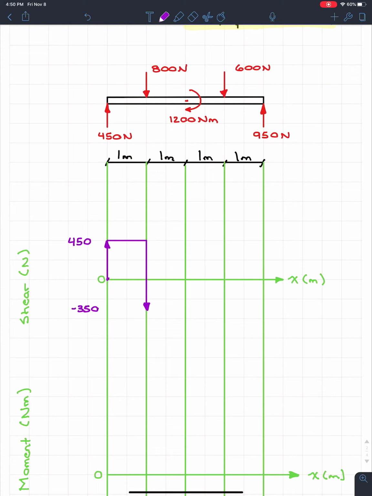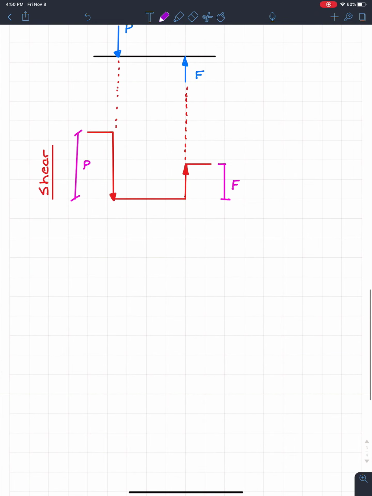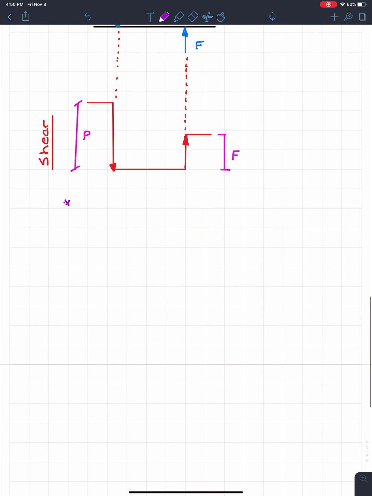Looking at the beam for the next span of 1 meter between the 800 newtons and the 1200 newton meters, nothing happens to the shear. There's no loads, so we know our shear is just going to be constant. And now we're at the point where we have a concentrated moment. What you guys will see is the moment will do nothing to our shear diagram. So I'm going to put the little star here. Concentrated moment.